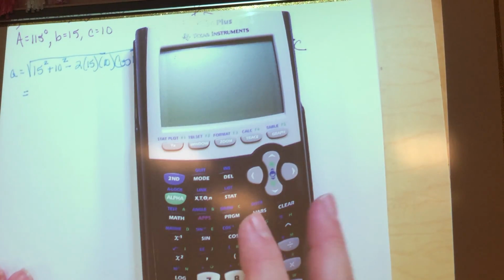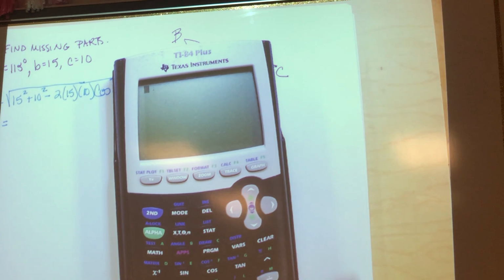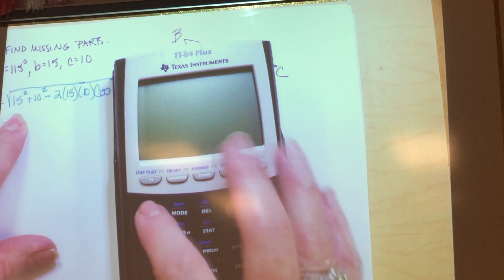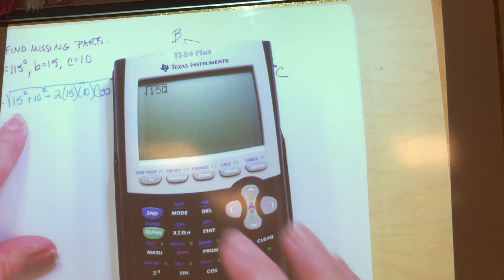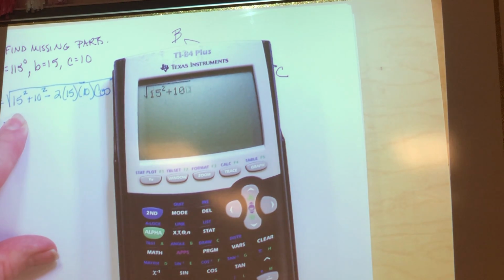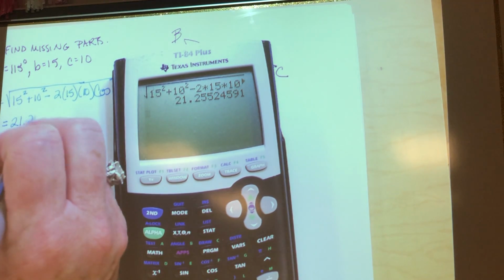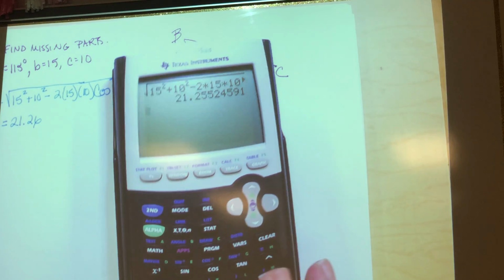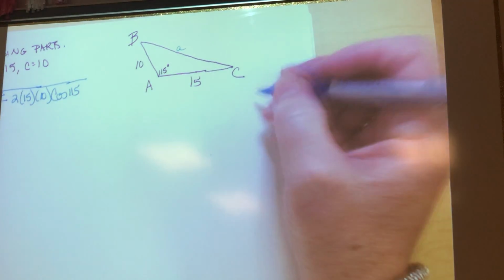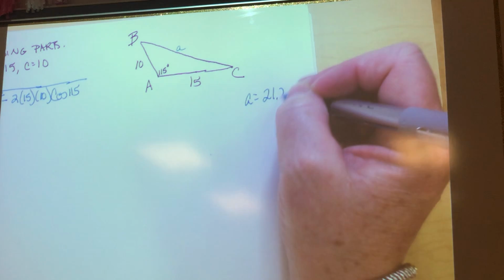I got 21.7. Okay. Well, can't get my light to cooperate. So, I'm going to say the square root of 15 squared plus 10 squared minus 2 times 15 times 10 times the cosine of 115. 21.26. Is it going to tell us which round you want to? Yeah. A is equal to 21.26.